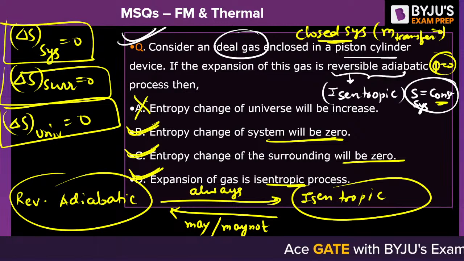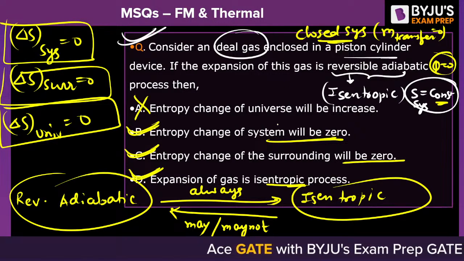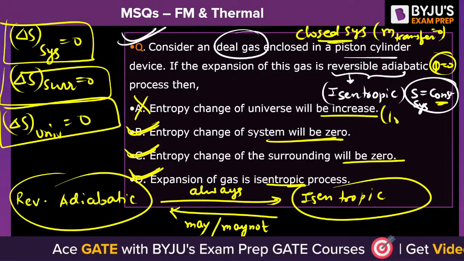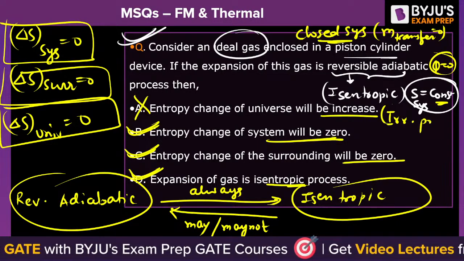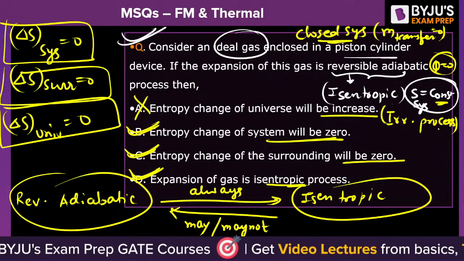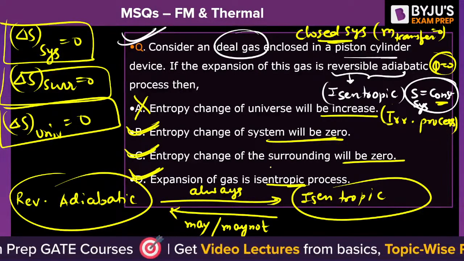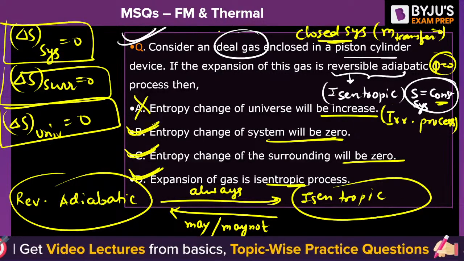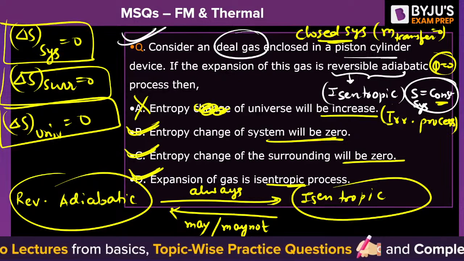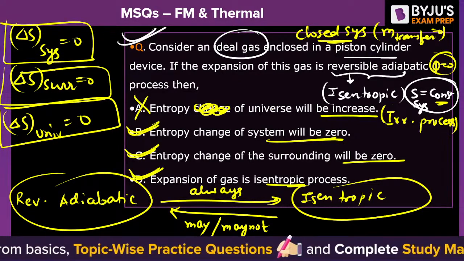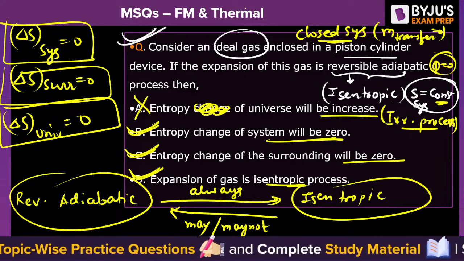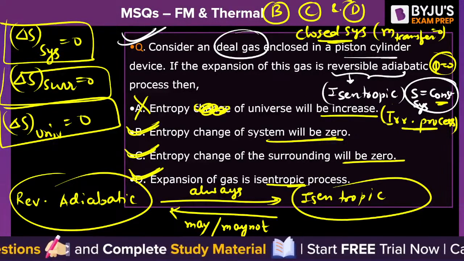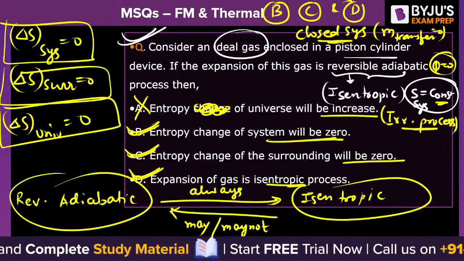Entropy change of the universe will increase. That is not true, because it increases only for an irreversible process. So A is incorrect. Entropy change of the universe will be positive only in case of an irreversible process. So B, C and D are the correct answers.